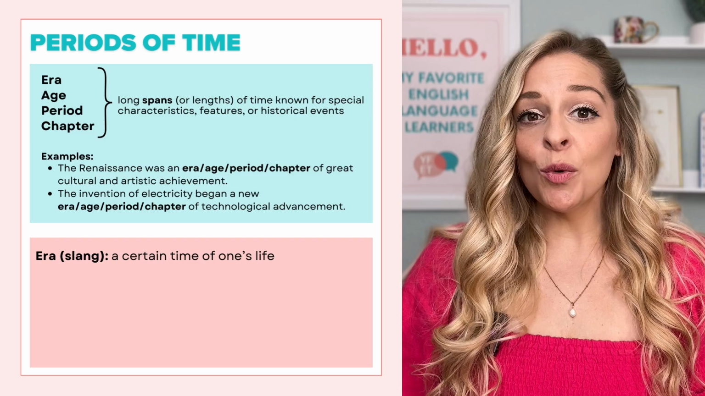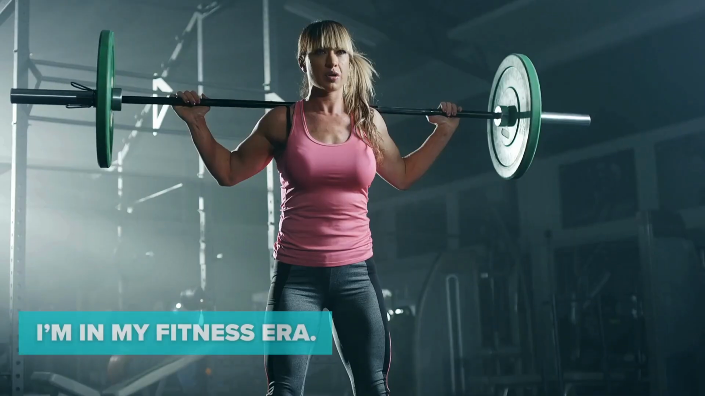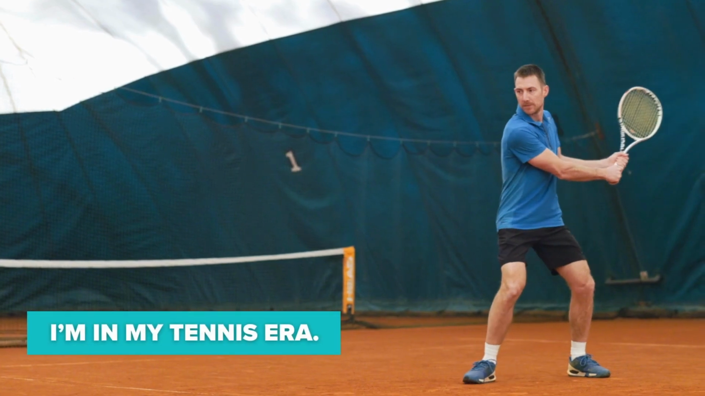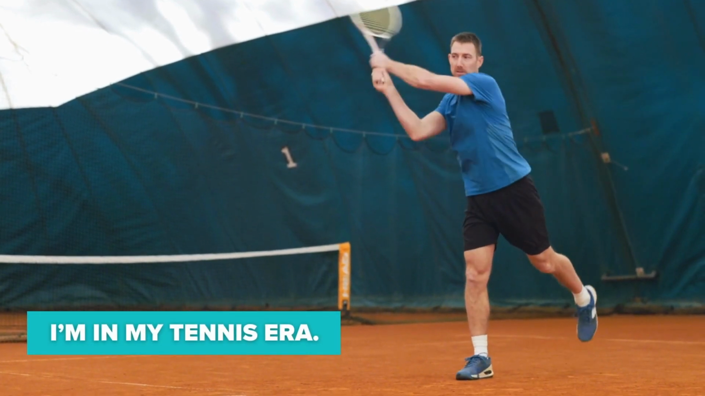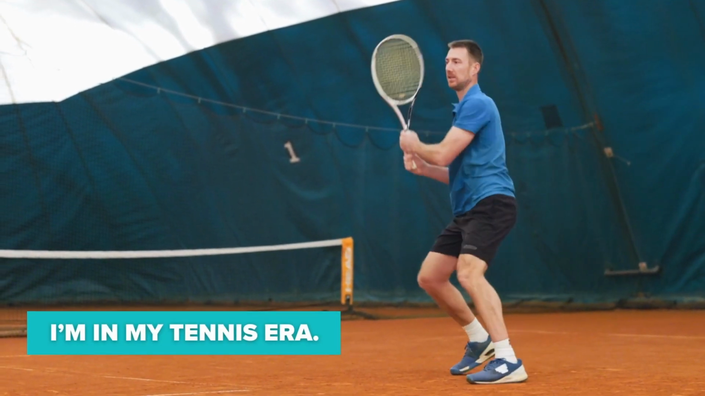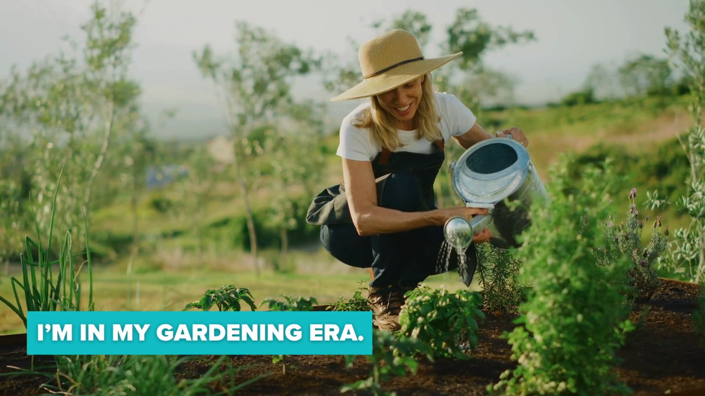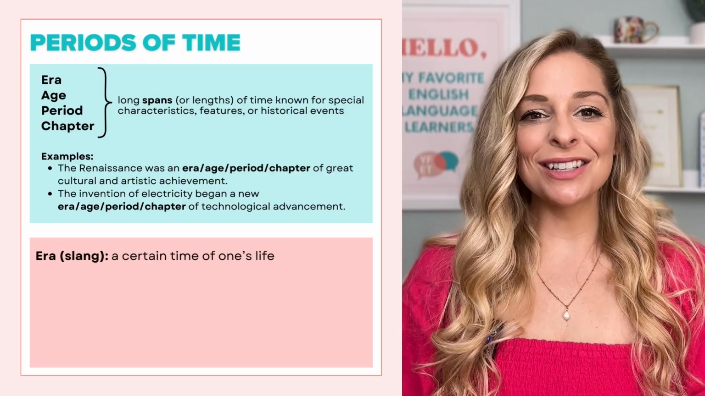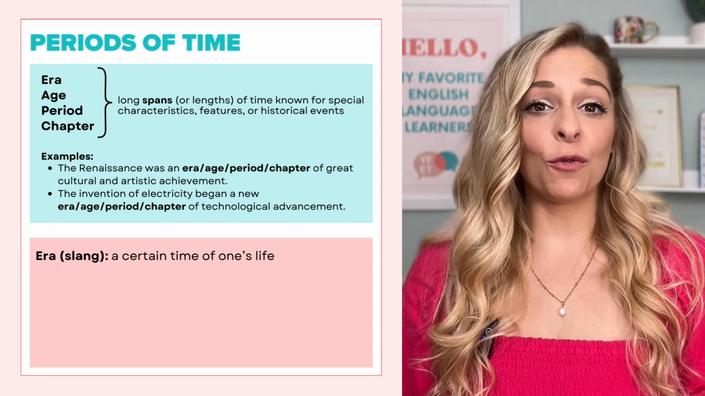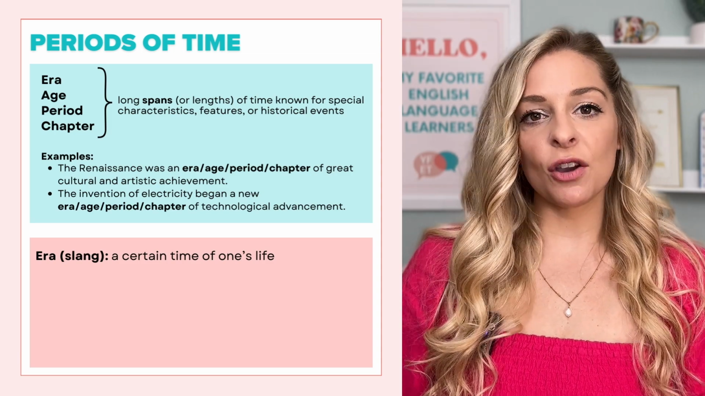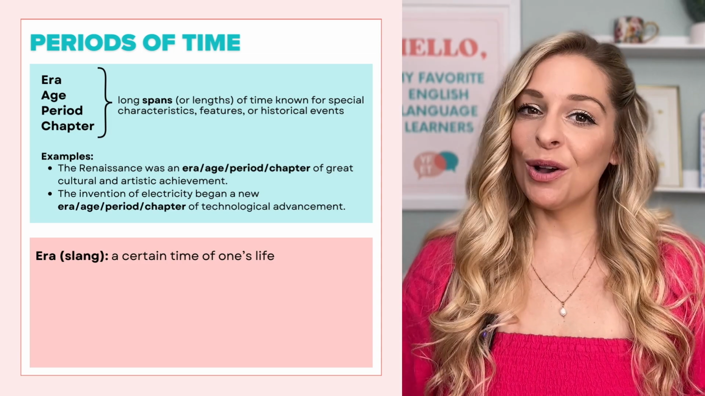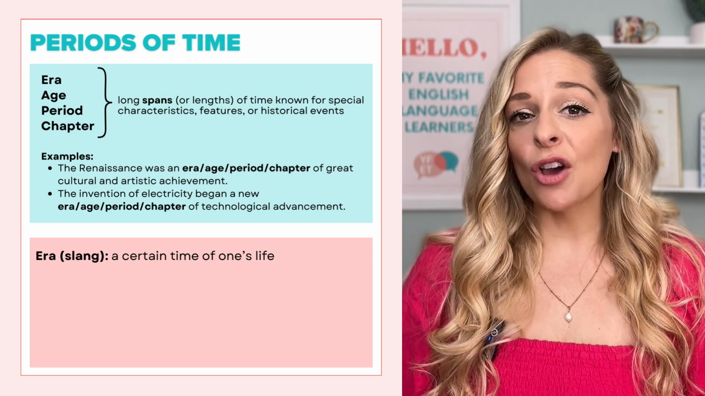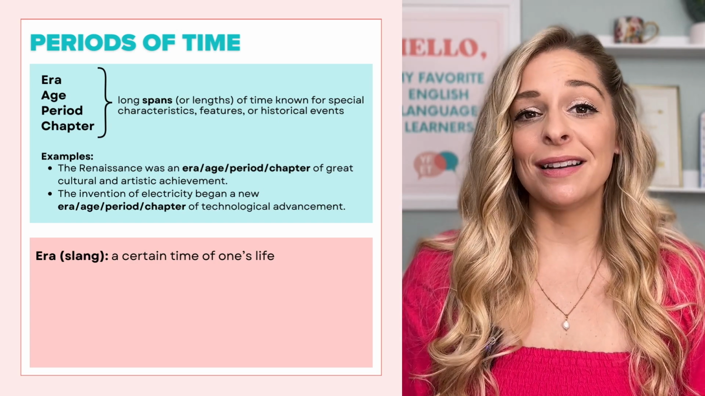For example, if you have just begun going to the gym, you might say, "I'm in my fitness era." Or if you have just started playing tennis, you might say, "I'm in my tennis era." Or if you have just started gardening, you can say, "I'm in my gardening era." So the word era still has maintained this academic and formal usage, especially in the context of history. But now you will also notice people using it in a more slang way to talk about recent hobbies or things they are interested in.